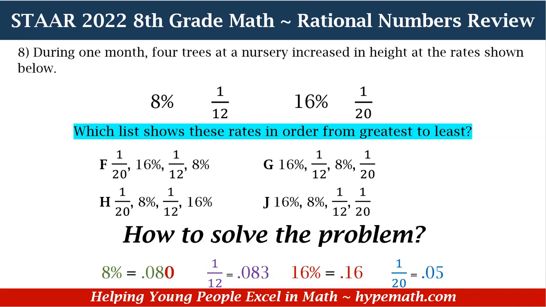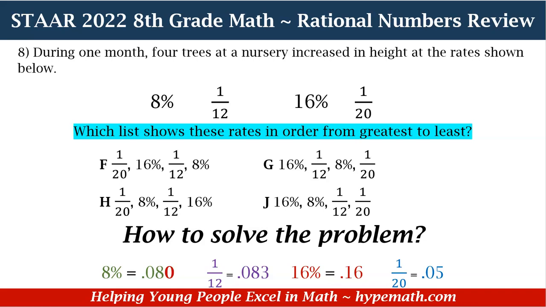So we can cross out any answer choice that does not start with 16%, because we know that is the largest or the greatest number. So F and H, you're out of here. And now all we're going to focus on is G and J. We know what the second number is. That's the greatest number, which is 0.083 is 0.16, or 16%.